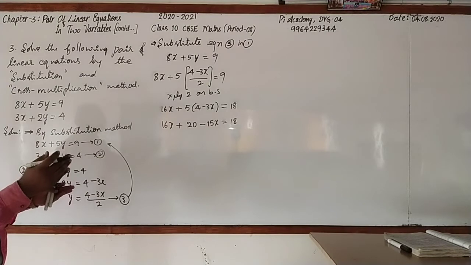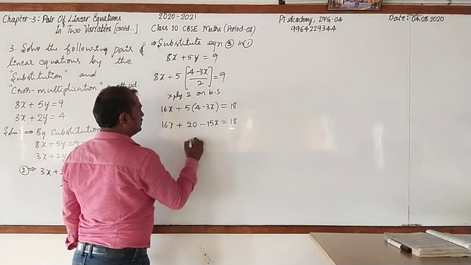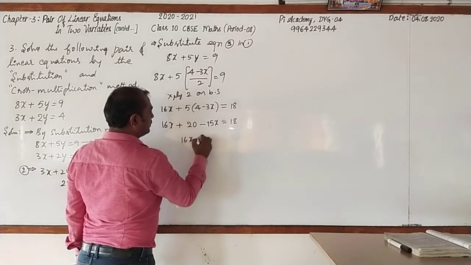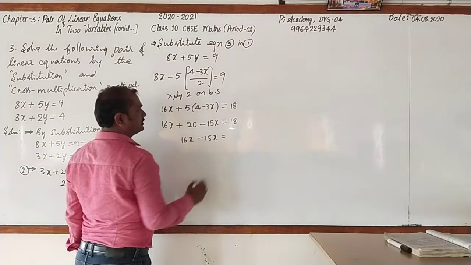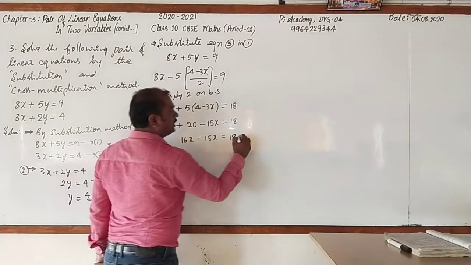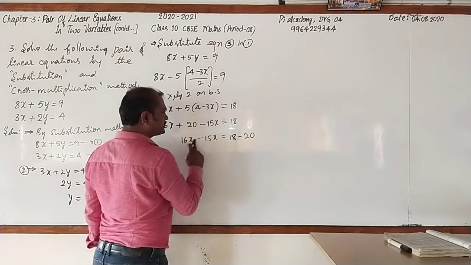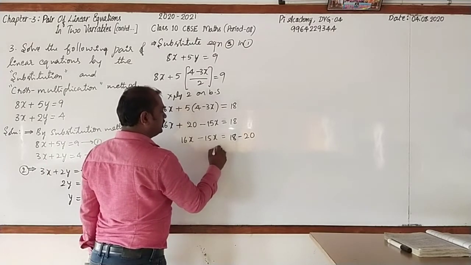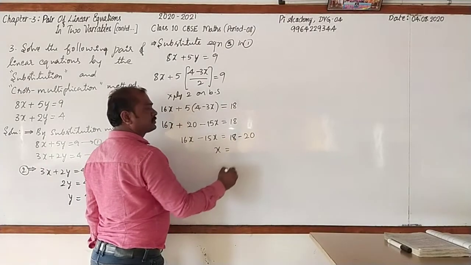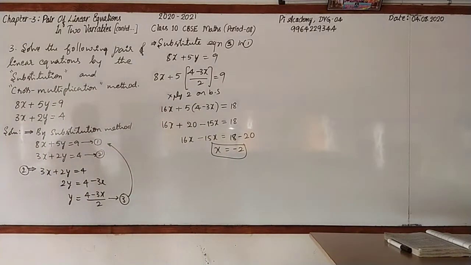Now separate the x terms and constants. It is 16x minus 15x equal to 18. Transfer 20 to the right hand side, it becomes minus 20. Then 16x minus 15x is 1x, and 18 minus 20 is minus 2. Hope that you have understood.